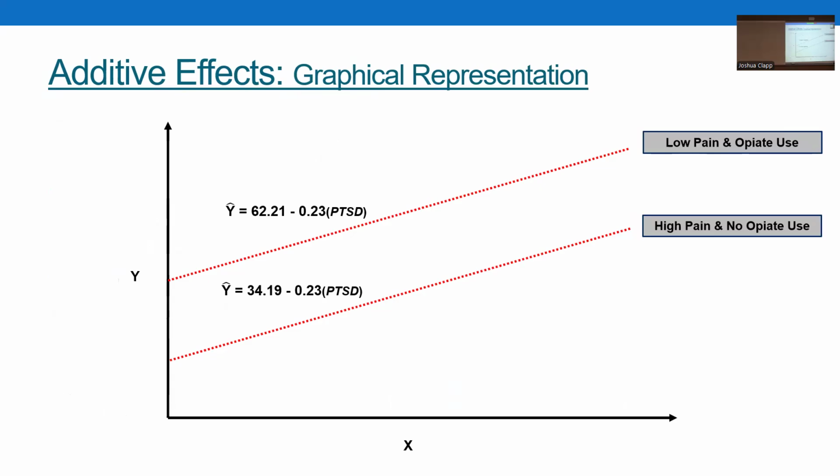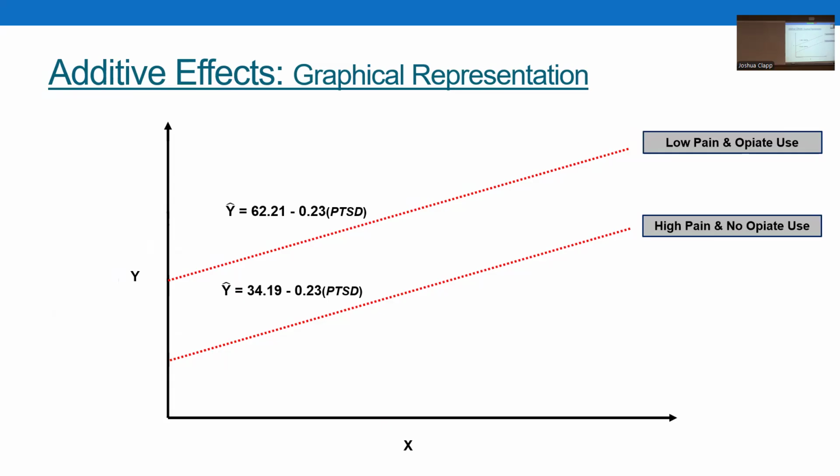If we take a look at, for example, here, the relation between PTSD and functioning for people with low pain and opiate use, high pain and opiate use. We're seeing a shift in our line here. And so this is a change in our intercept, but these slopes are parallel to one another. Nothing changes, okay? So is this useful for asking moderation questions?